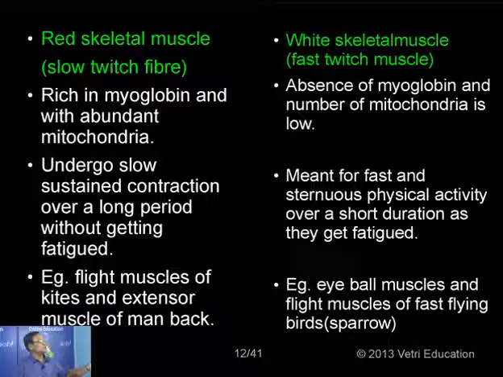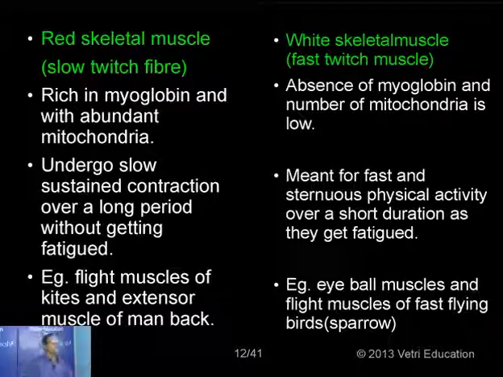In contrast to this, we have fast twitch muscle fibers. These muscle fibers have the property of undergoing contraction very rapidly, hence the name fast twitch muscle. Now the slow twitch muscle fibers are also called red skeletal muscle, based on the abundance of myoglobin. And the fast twitch fibers are the white skeletal muscle because of the absence of myoglobin. Now let's compare. This is based on the rapid contraction as well as the presence or absence of myoglobin, a pigment responsible for the transport of oxygen.